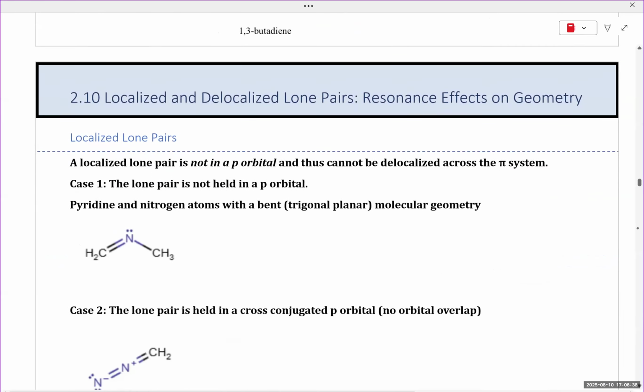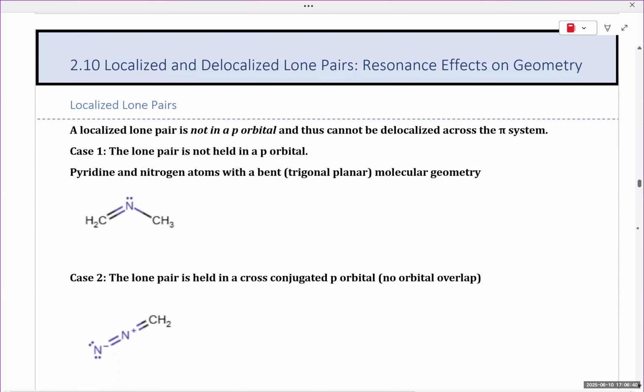Okay, we now have to talk about a very, very important idea, which is this idea of localized and delocalized lone pairs and resonance considerations when we talk about molecular geometry. So a localized lone pair is a lone pair that is not in a p orbital and thus cannot be delocalized across a pi system. This occurs in two cases.